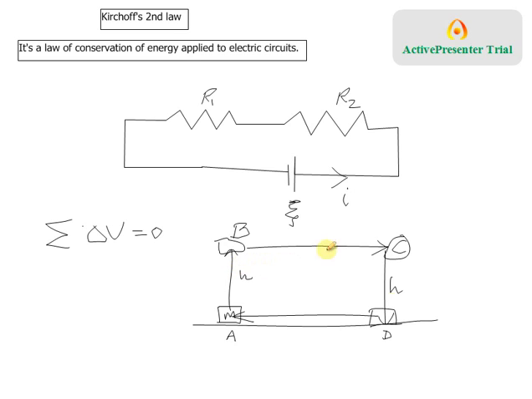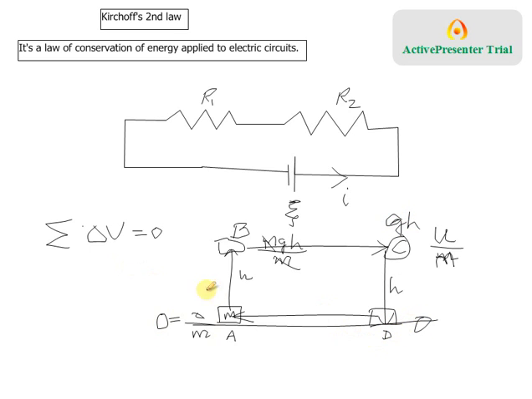How? Gravitational potential is defined as gravitational potential energy per unit mass, so U by m. Potential energy at A is mgh, but h is 0 here, so 0 by m is 0. Potential at A is 0. Gravitational potential at B is mgh by m; m cancels out, so you get gh. Gravitational potential at C is again gh. And gravitational potential at D is 0.